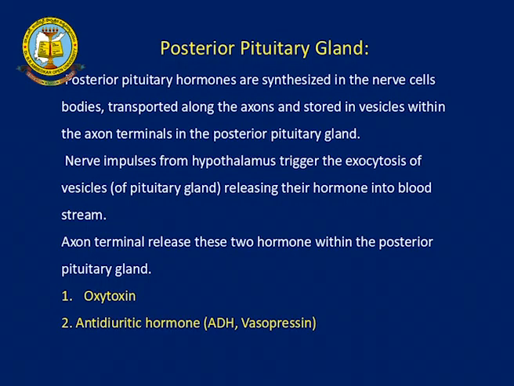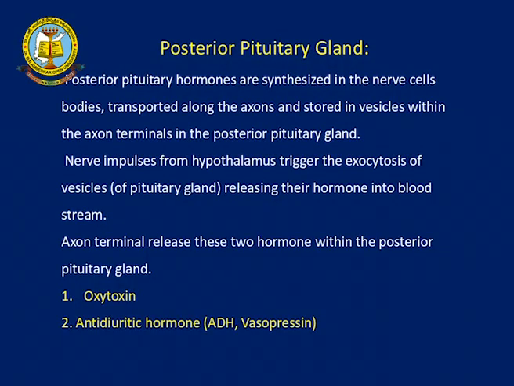The posterior pituitary hormones are synthesized in the nerve cell bodies, transported along the axon and stored in vesicles. The hormone is stored in a vesicle formation in the neuron. The neuron has a myelin sheath, and the molecules act as a neurotransmitter. The vesicles are within the axon terminal in the posterior pituitary gland. This is important: a nerve impulse from the hypothalamus triggers the exocytosis of the vesicles, and the pituitary gland releases its hormone into the blood stream.